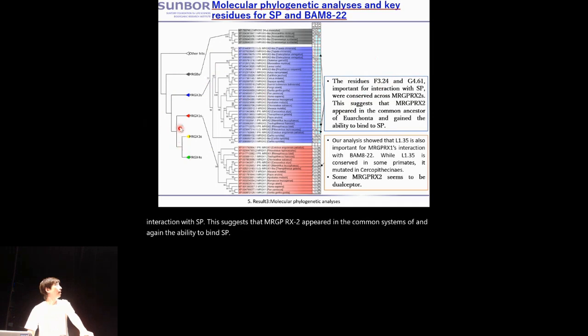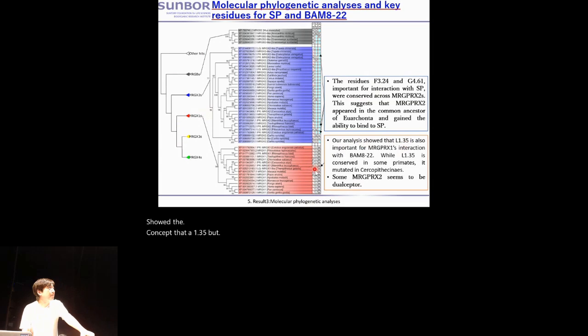And then MRGPRX1 conserved the L1.35, but in some species, evolutionarily, L1.35 was mutated. So this MRGPRX1 seems to have lost the interaction with BAM22.